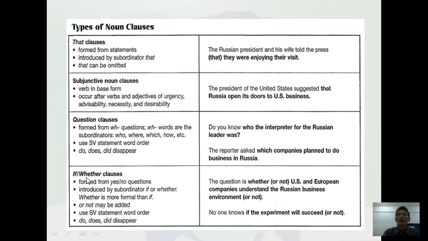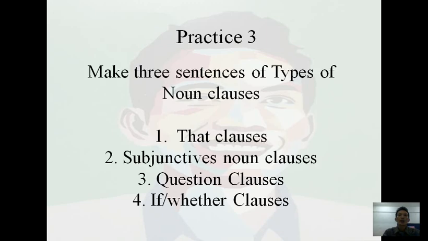Okay, it is like if or whether clauses formed from yes or no questions and introduced by the subordinator if or whether, and whether is more formal than if. Or not may be added. Use statement word order; do, does, did disappear. And the last is your turn: make 3 sentences of each type of noun clause. That clause, subjunctive noun clause, question clauses, and fourth, if or whether clauses.